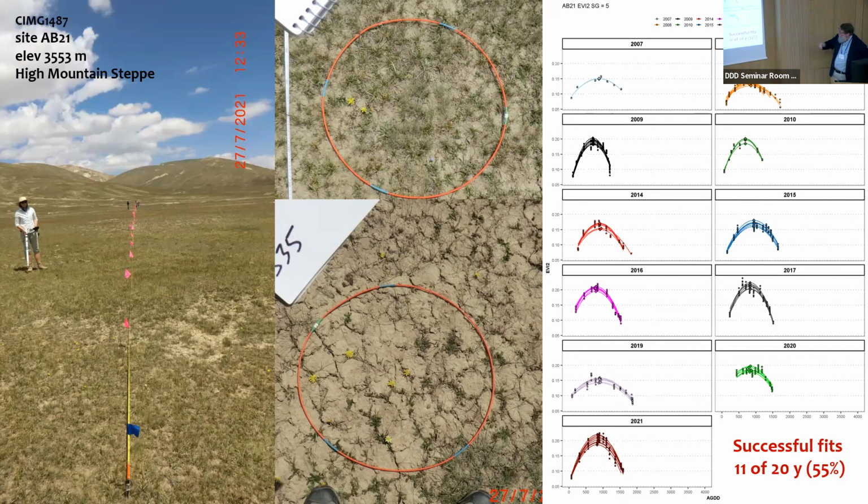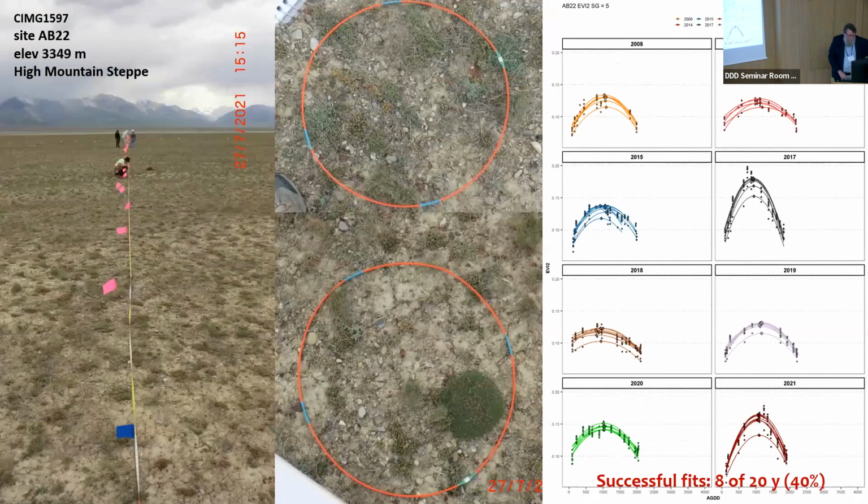But we're only able to successfully fit 55% of our 20 years. Some of those failures are going to arise from not enough Landsat data. Some of those arise from weather. Here's another site. Again, different kinds of vegetation, some of it unpalatable, some of it palatable.